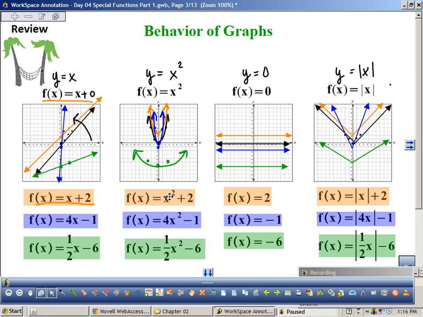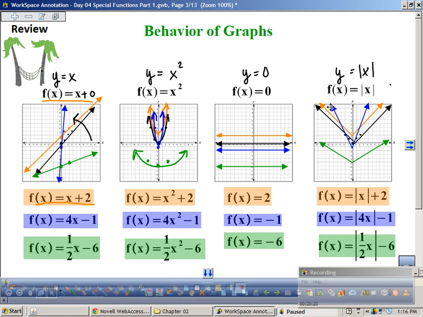This is the black one, your normal function. The function of x, the absolute value of x, right? Or y equals the absolute value of x. That's the black line, right? The orange line is the same thing. It looks exactly the same, right? Only I added 2. So when I add 2, see how the black one shifted up to the orange one? It's just up 2. Then when I did this one, the blue one, it shifted down 1, but since it has a coefficient of 4, it got skinny.